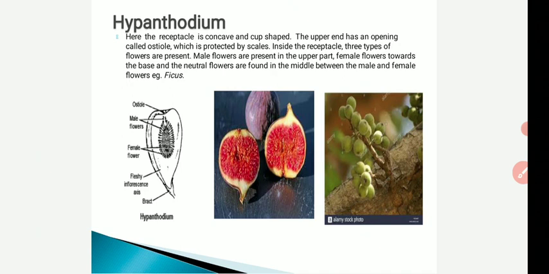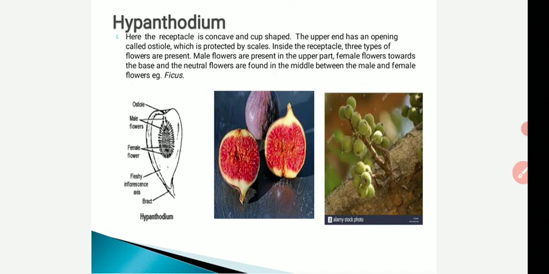Receptacle bears male flowers toward the apex and female flowers at the base, whereas the middle portion is occupied by sterile female flowers called gall flowers. This hypanthodium type of inflorescence is a peculiar character of Ficus bengalensis, that is the banyan tree. It is a characteristic feature of family Moraceae, or we can say Urticaceae.